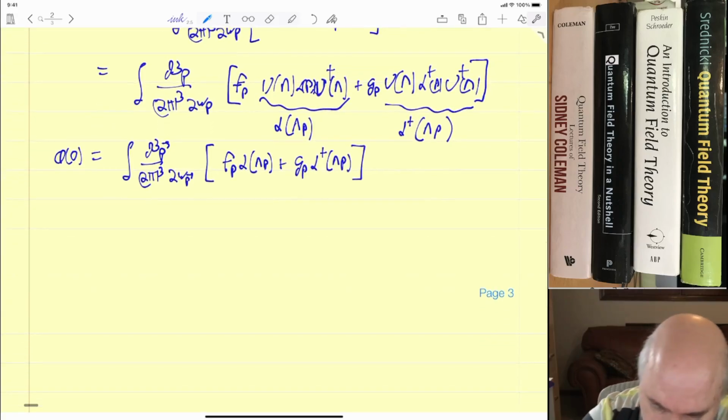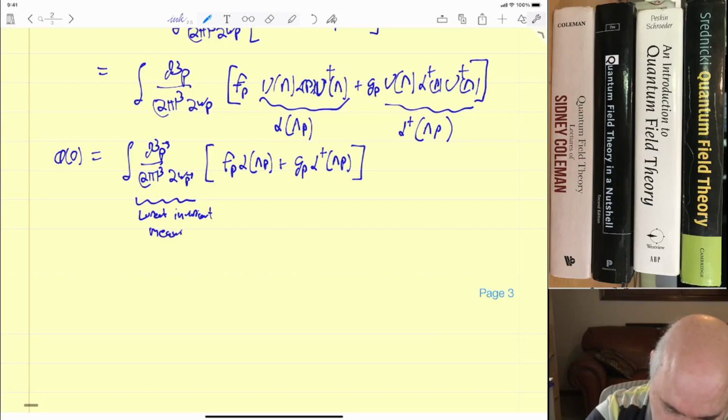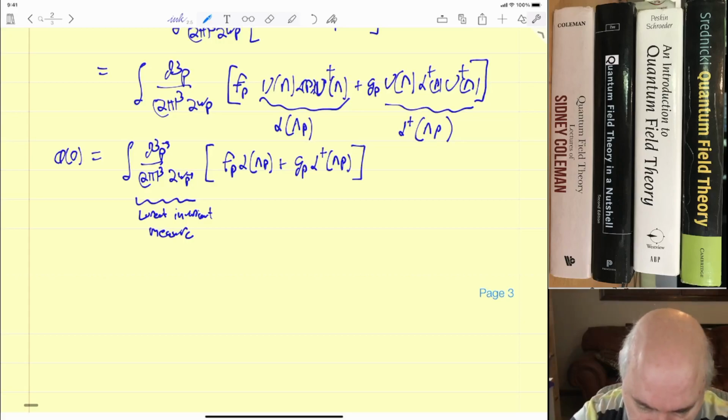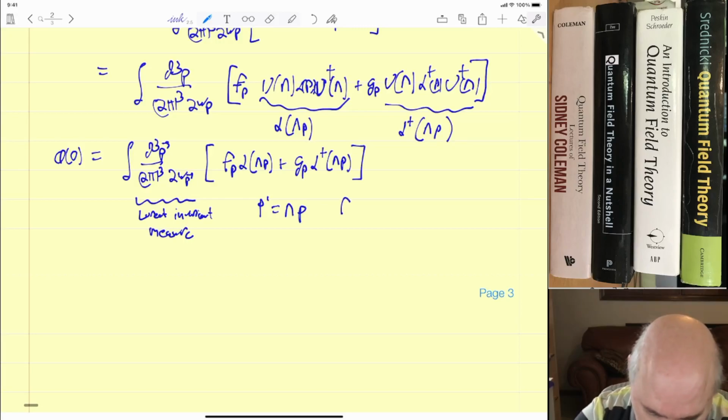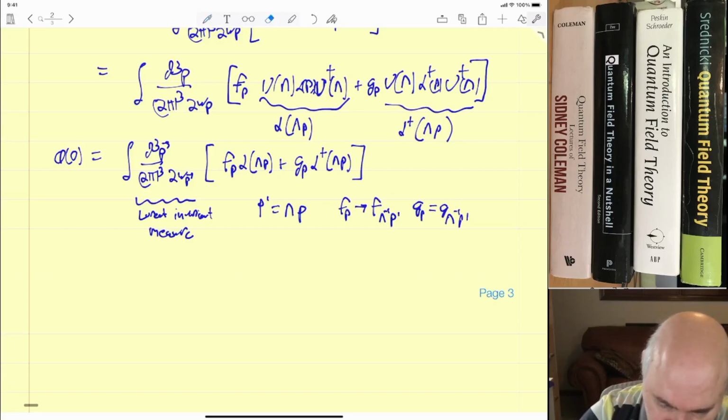Now, if we remember that this whole measure over here is Lorentz invariant, and we make the substitution p prime equal to Λp, the measure remains unchanged. It's just d³p prime over 2ω_p prime. This changes. This becomes p equal to Λ inverse p prime. So f of p will go to f of Λ inverse p prime. g of p will be equal to g of Λ inverse p prime. And then I'm just going to relabel everything p.